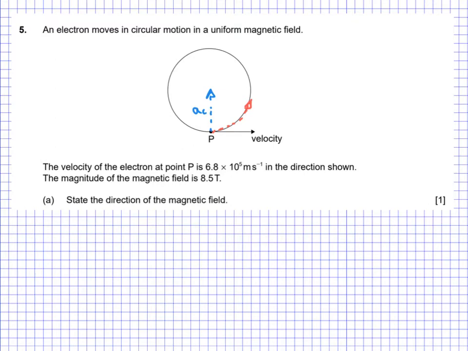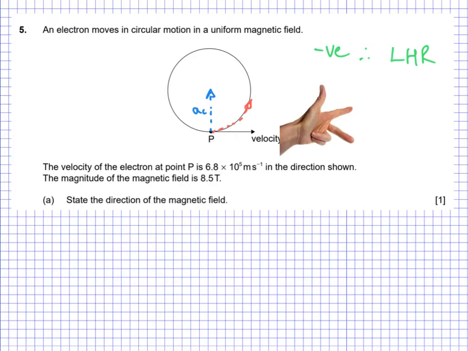So it's at this point we start to invoke our hand rules. And of course, it's an electron, so it's a negative charge, and we're going to be using our left hand rule. So let's put that on here. Okay, so here's a left hand. This one is using the thumb and the two fingers.